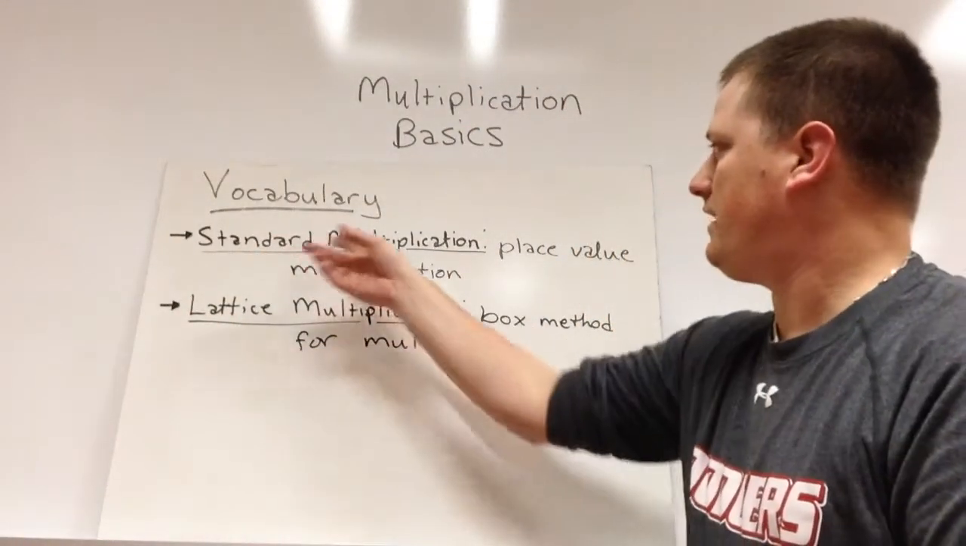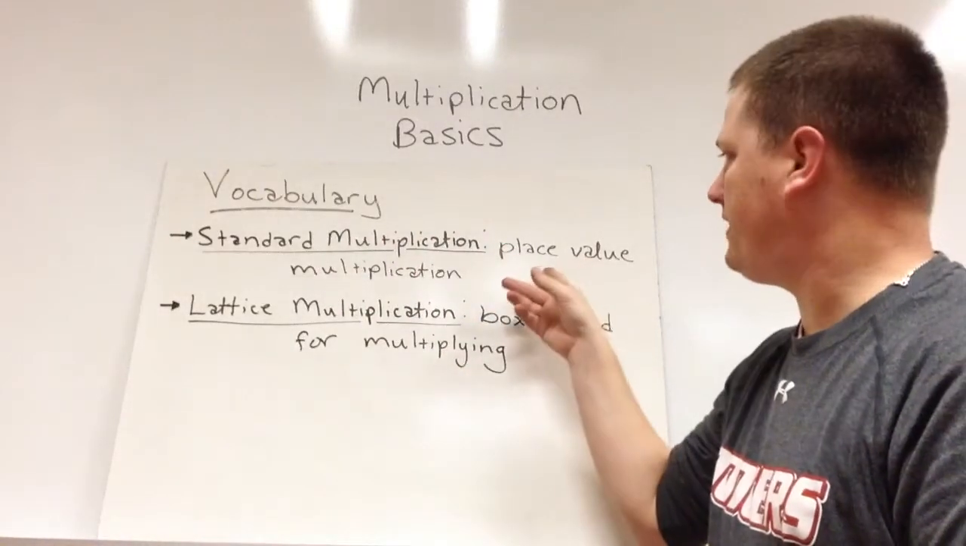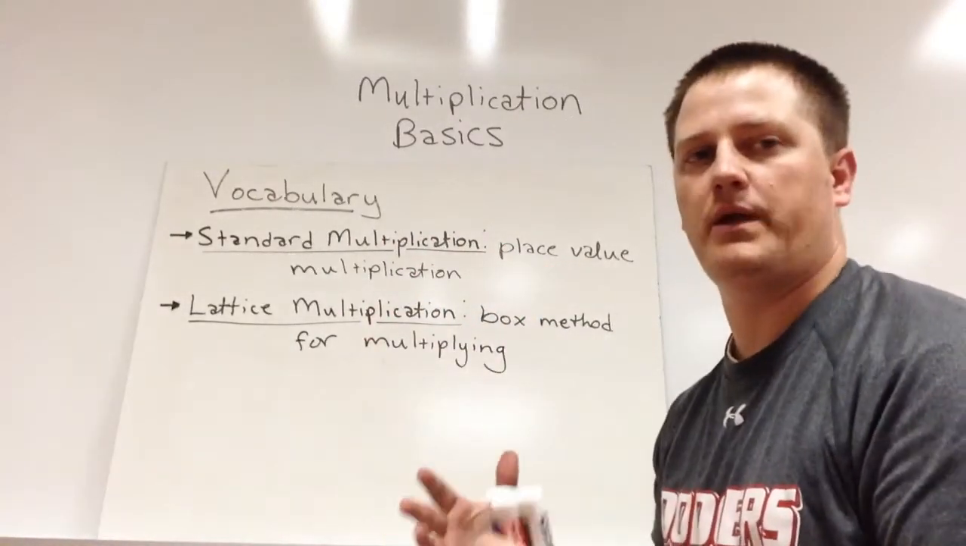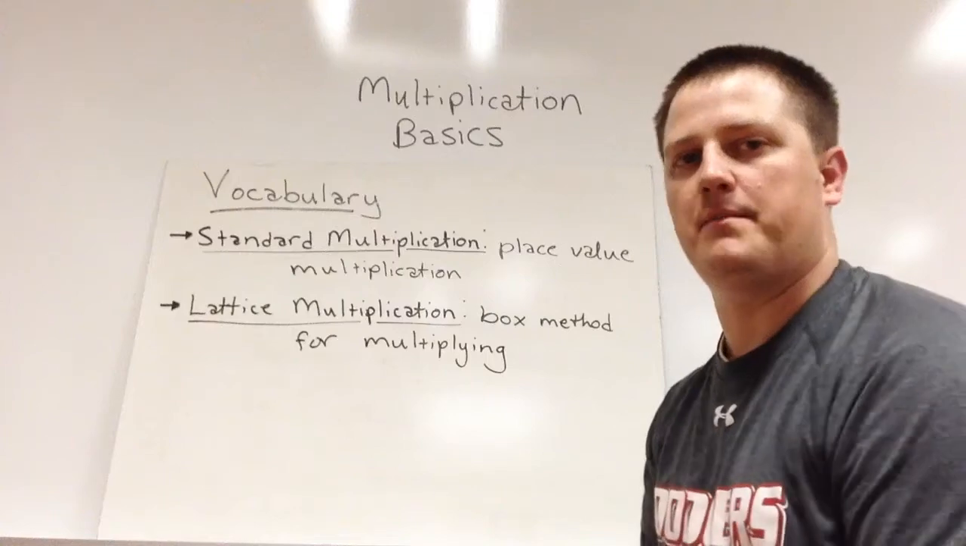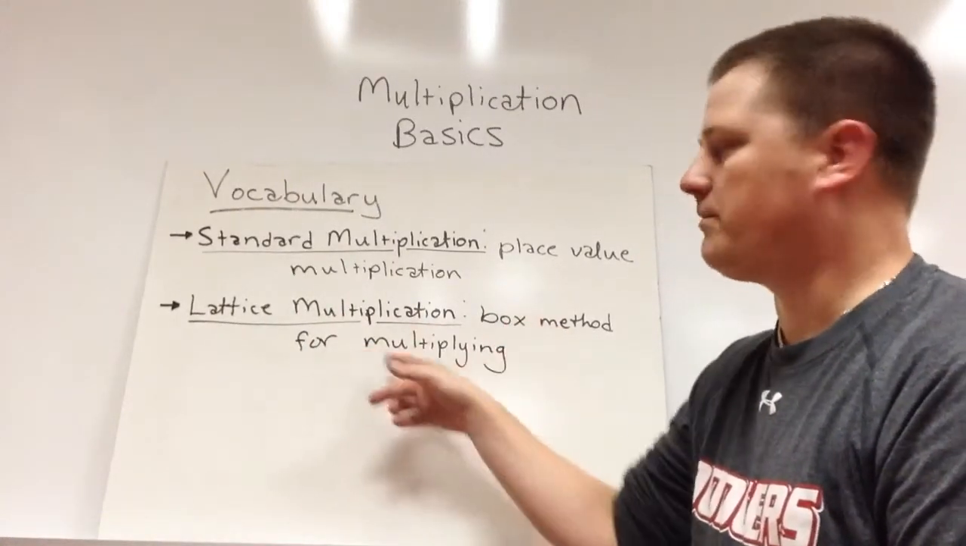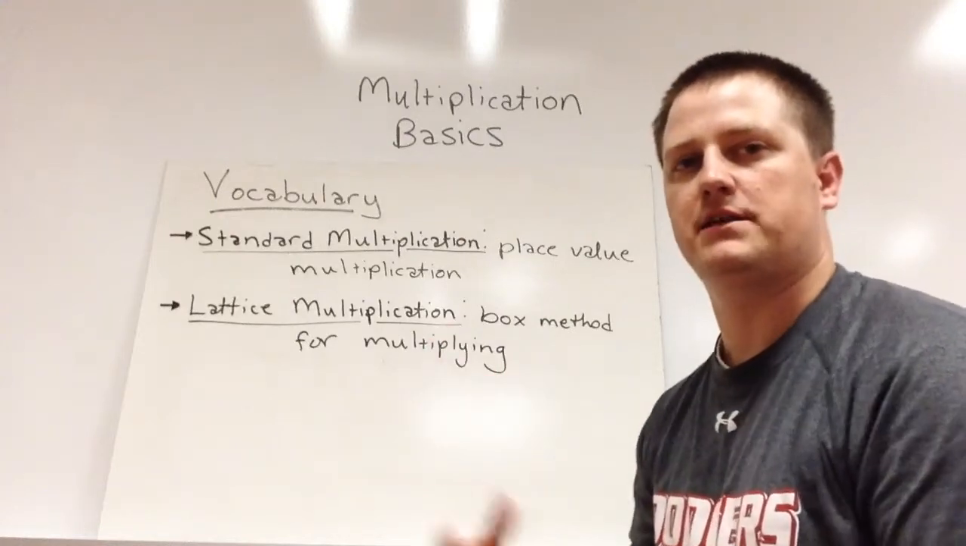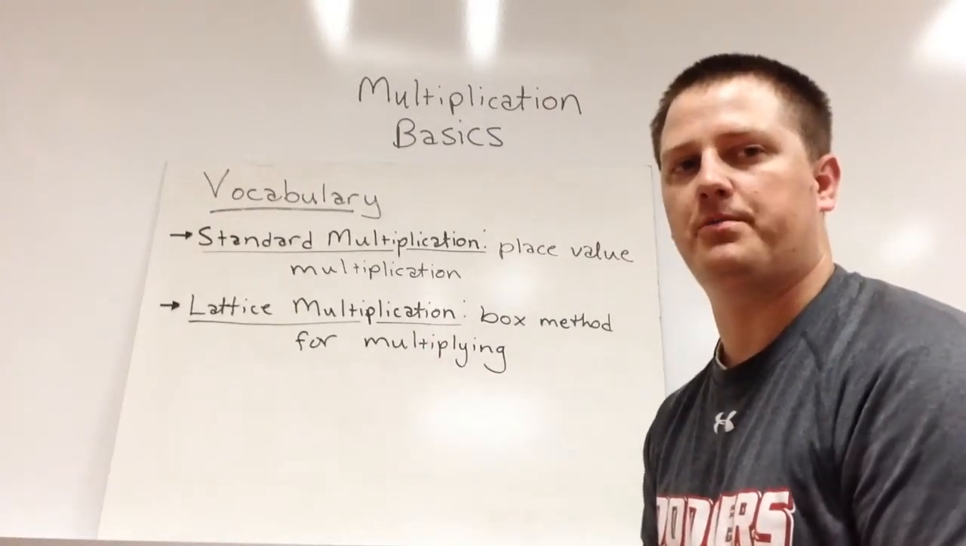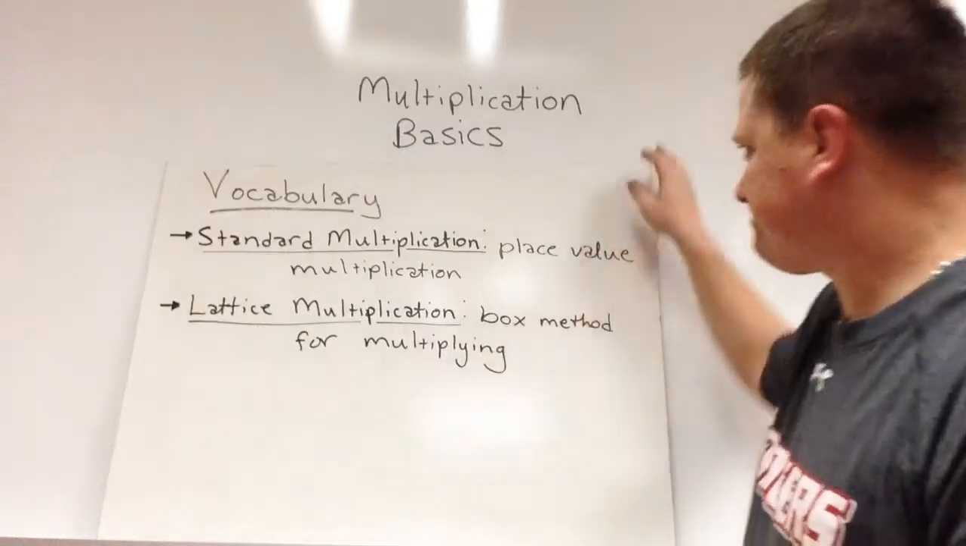Vocabulary is standard multiplication. This is our place value multiplication. This is what we typically learn in elementary. Lattice multiplication, a box method for multiplying. We're going to make a box to try and help us break down the multiplication to make it easier.